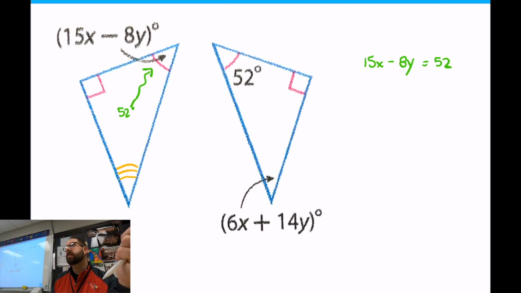Yeah. A triangle has to add up to 180. You can subtract 180, subtract the 90, and subtract the 52 and get the 38. That's one way. That's a good way. That's probably the way I would have done it without thinking even too hard about it.